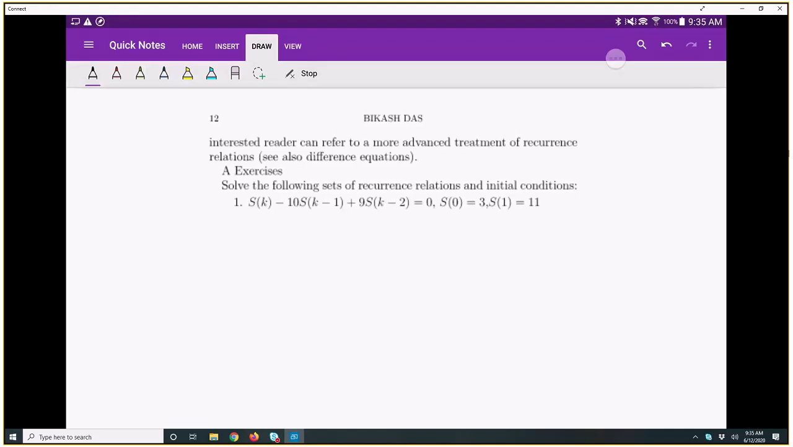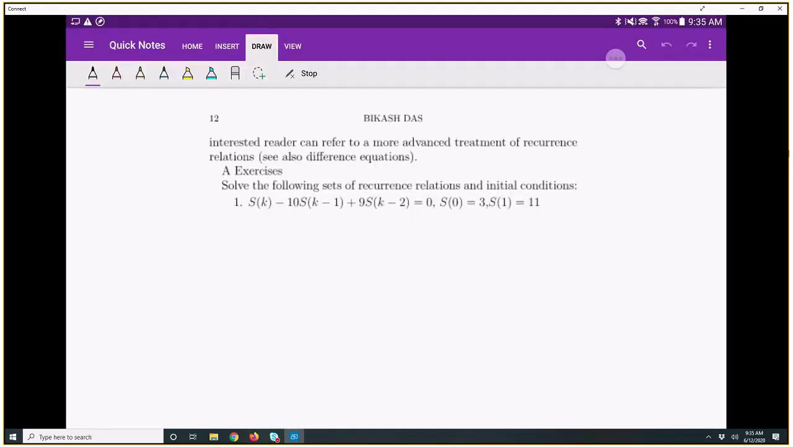This video will be the second part of the Module 4, Lesson 3 on solving recurrence relations. And in this video, we'll do the exercises in the lecture note. So the first exercise is here on our screen. Solve the following set of recurrence relations and initial conditions.